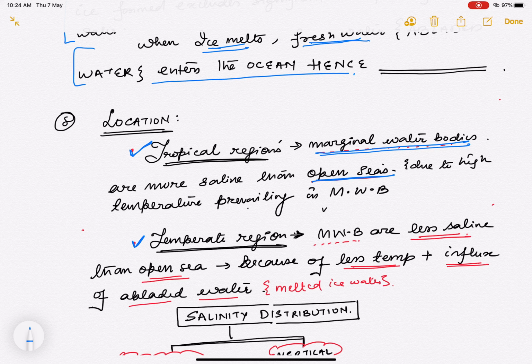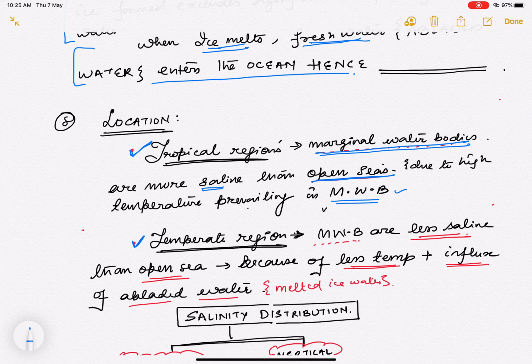Now, within this tropical region, what we find is that the marginal water bodies are more saline than the open seas due to the high temperature prevailing in them. Remember that in the tropical region, the solar insolation is high upon the land. Hence, the heat that the land gets, it dissipates into the water. Hence, the marginal water bodies get heated first. For example, the Arabian Sea and the Bay of Bengal, their salinity as well as temperature are both high. Hence, you'd find that the marginal water body salinity is higher than the open ocean counterpart.